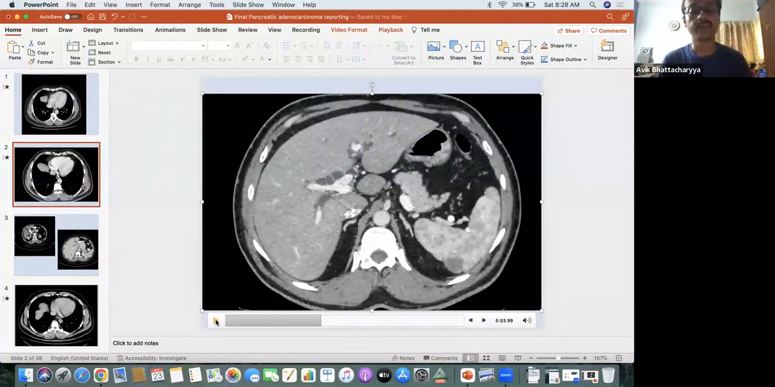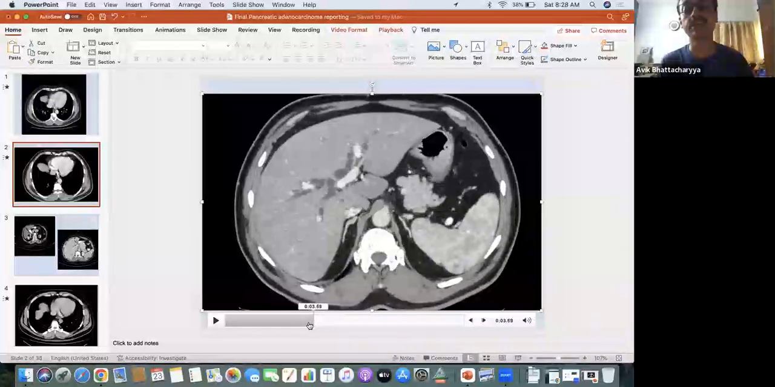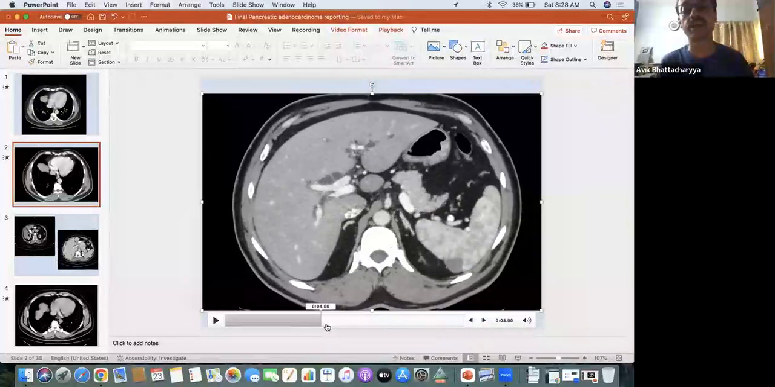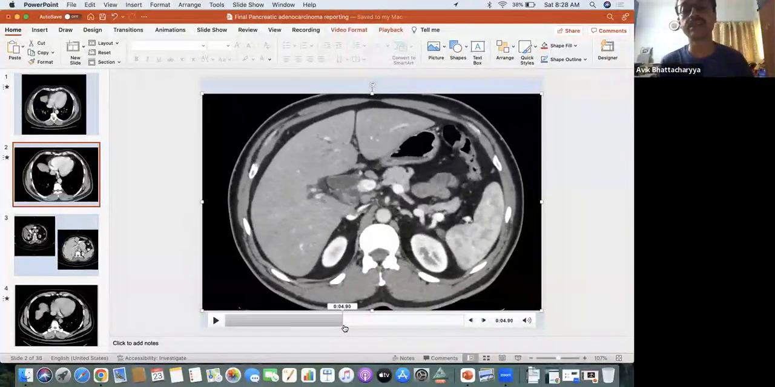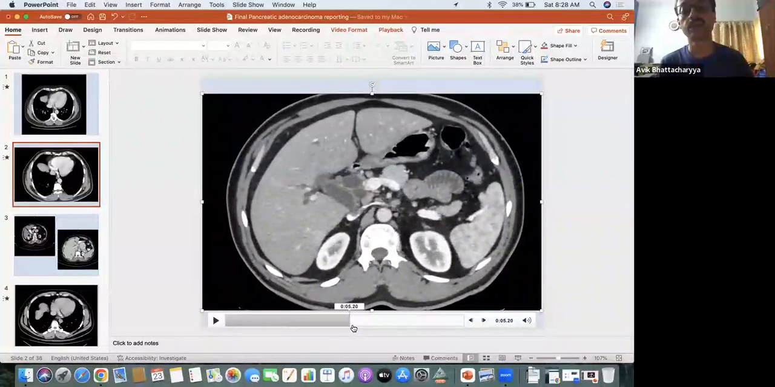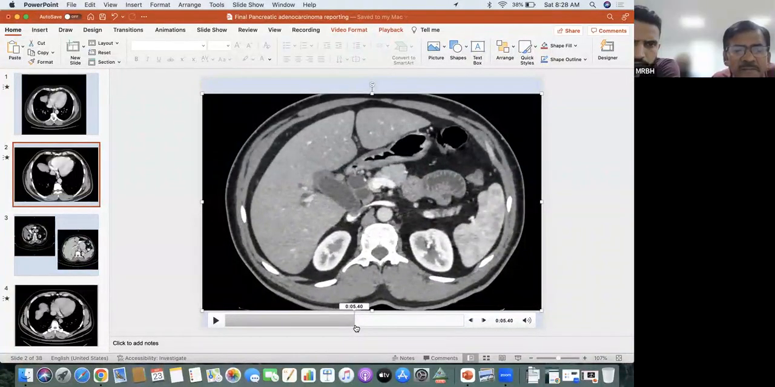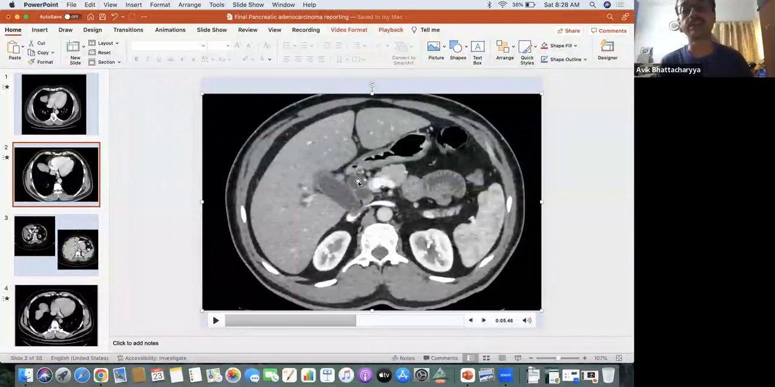Okay. So now we have to figure out where exactly the obstruction is. Now we are just following the intrahepatic biliary radicals. I'm going down, and here you can see the dilated bile duct, distended gallbladder. So this is the distended gallbladder. This is the common bile duct, and this is the cystic duct.